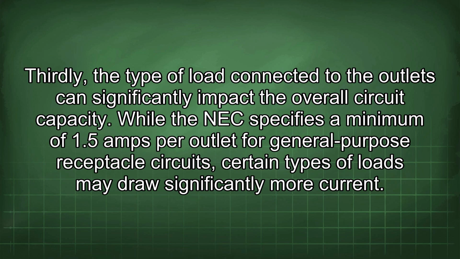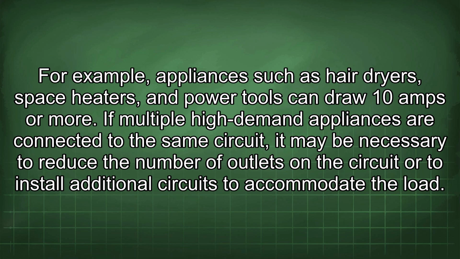Thirdly, the type of load connected to the outlets can significantly impact the overall circuit capacity. While the NEC specifies a minimum of 1.5 amps per outlet for general-purpose receptacle circuits, certain types of loads may draw significantly more current. For example, appliances such as hair dryers, space heaters, and power tools can draw 10 amps or more. If multiple high-demand appliances are connected to the same circuit, it may be necessary to reduce the number of outlets in the circuit or to install additional circuits to accommodate the load.